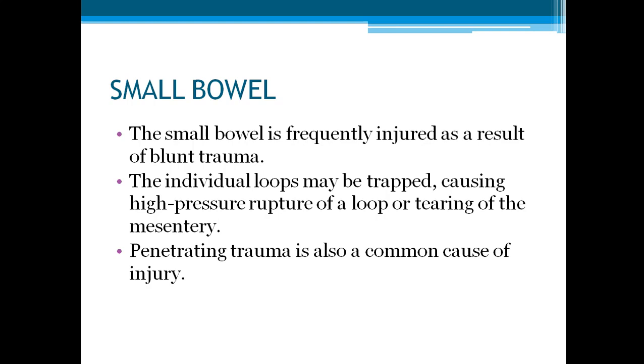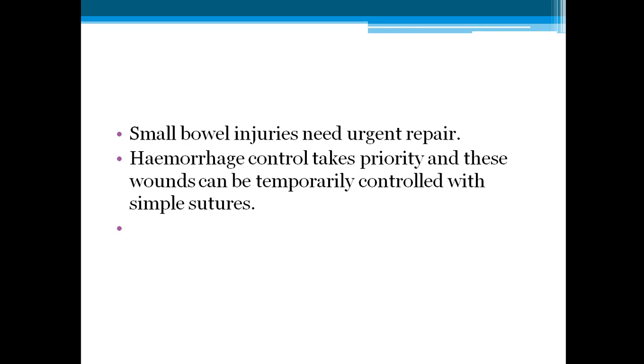On exploration, the individual loops may be trapped, causing high pressure rupture of a loop or tearing of the mesentery. They are frequently injured as a result of blunt trauma, but penetrating injury can also produce small bowel injuries. And small bowel injuries need urgent repair because of the bile spillage leading to peritonitis. Hemorrhage control takes priority and the wounds are typically closed, controlled with simple sutures.